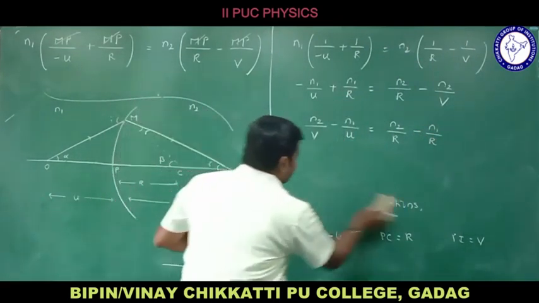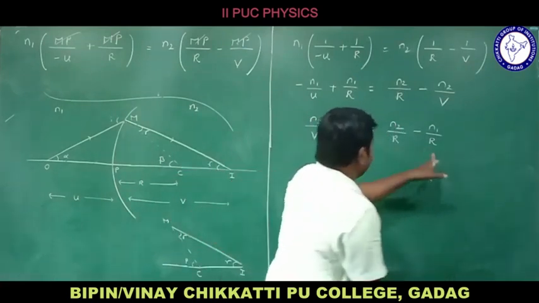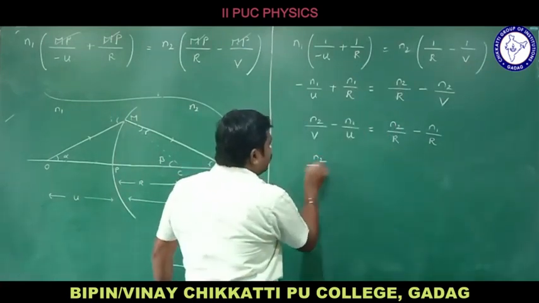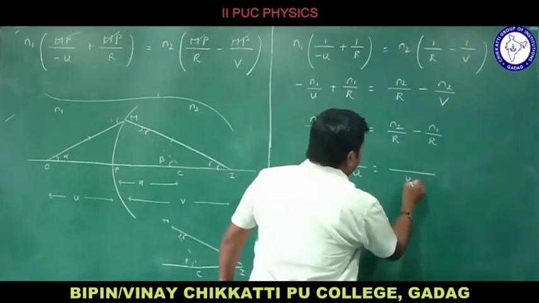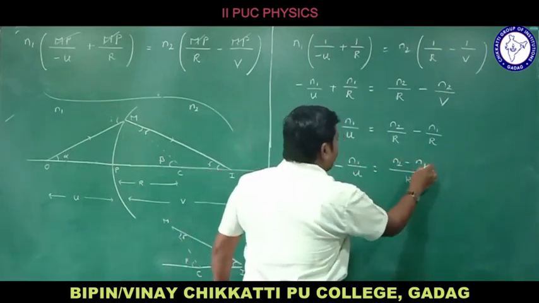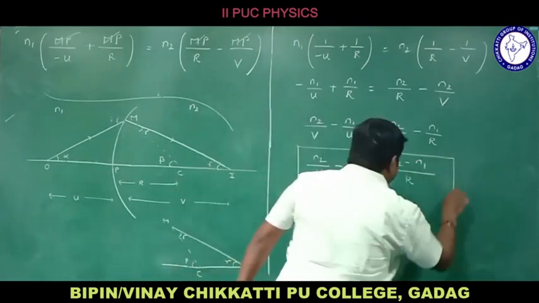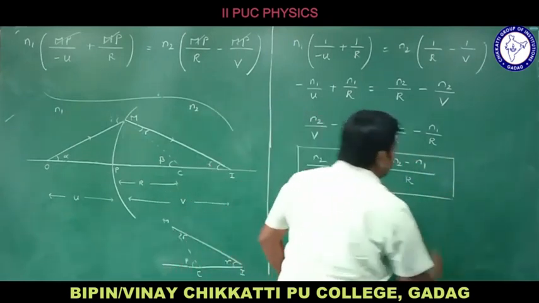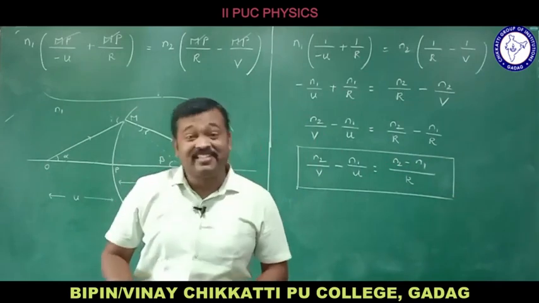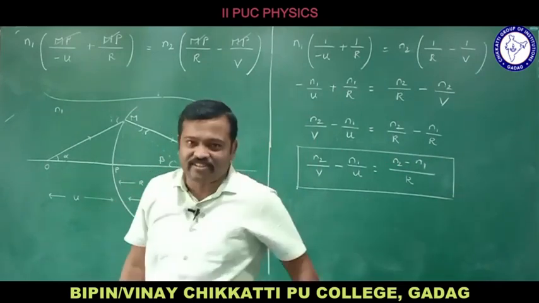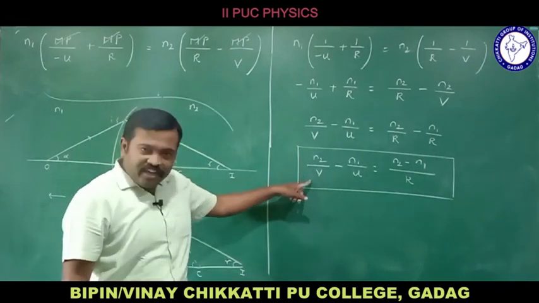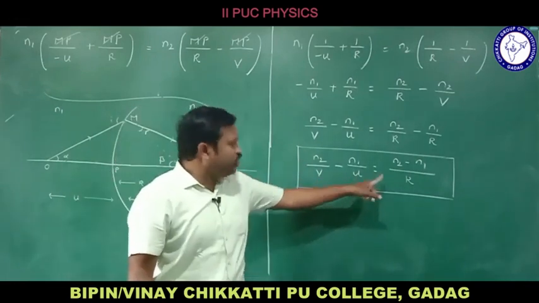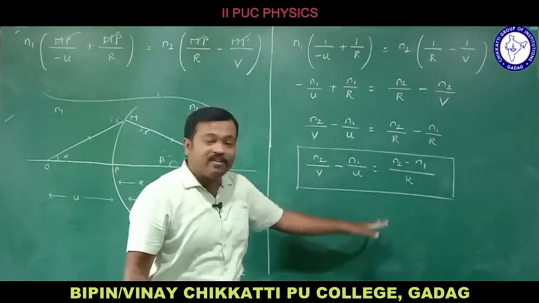So by this we can write like this, since R is common here, let me take like this: N2 divided by V minus N1 divided by U. Let me take R like this, N2 minus N1, and this is the equation for refraction at spherical surface. If refraction takes place at spherical surface, this equation holds good. N2 divided by V minus N1 divided by U is equal to N2 minus N1 divided by R.